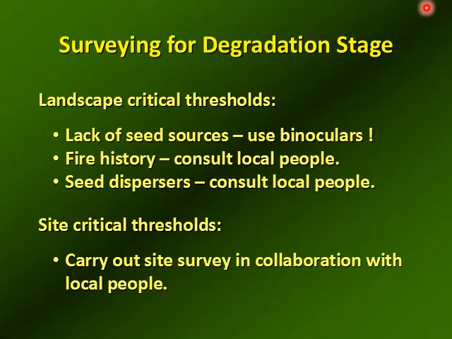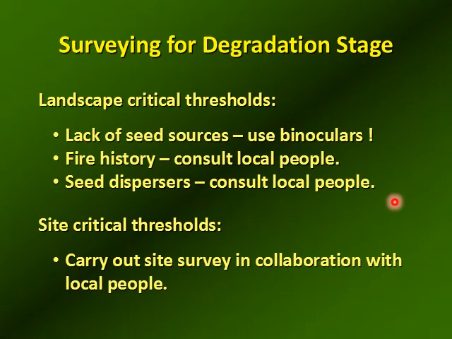Seed dispersers are mostly nocturnal. We saw, for example, the civet that we saw, and the bat. They're nocturnal, so you're not going to see them. So why not just ask the local people if they see them running across the road when they're driving their cars back home late at night? That's often the best way to determine whether you have enough seed dispersers in the area. So a little bit of a field trip and a consultation with the local people is probably enough to determine the situation with regard to the critical thresholds at the landscape level.